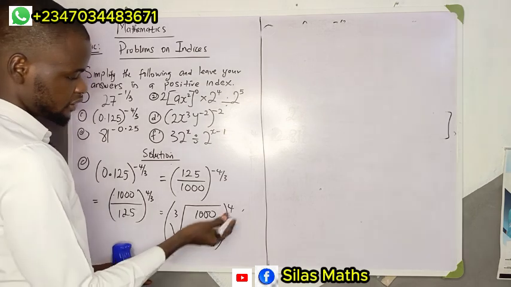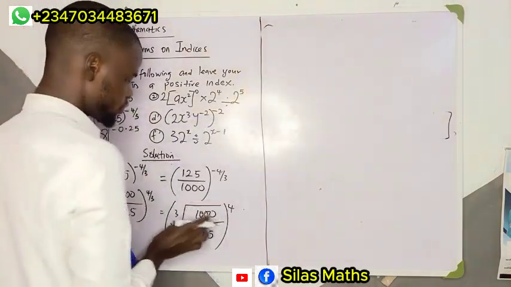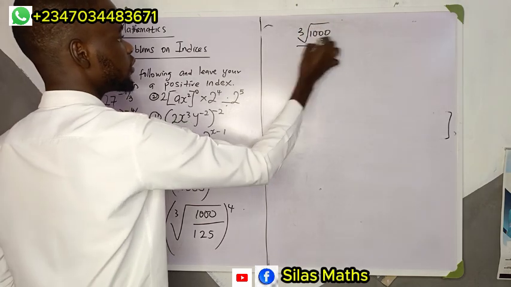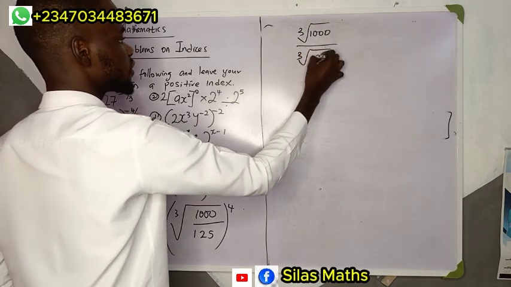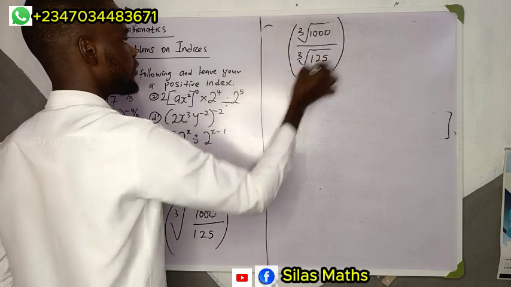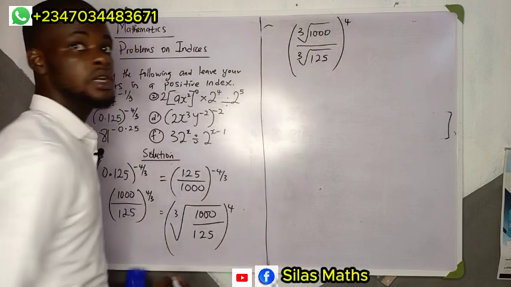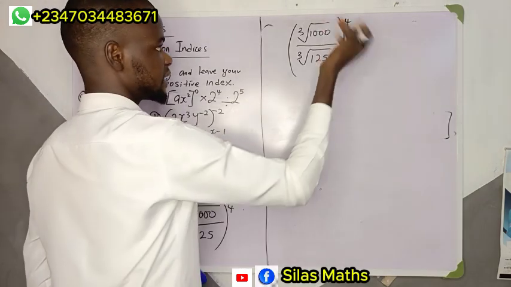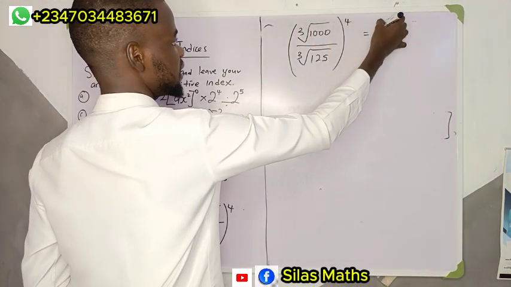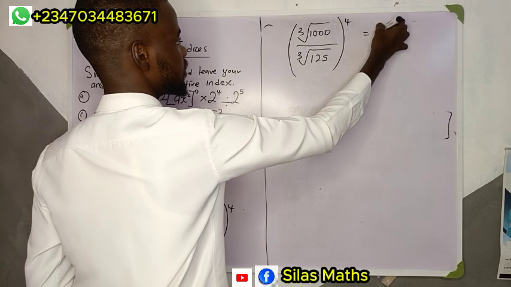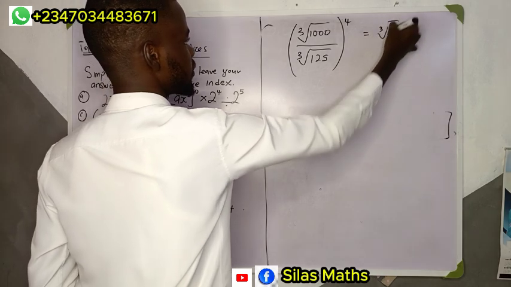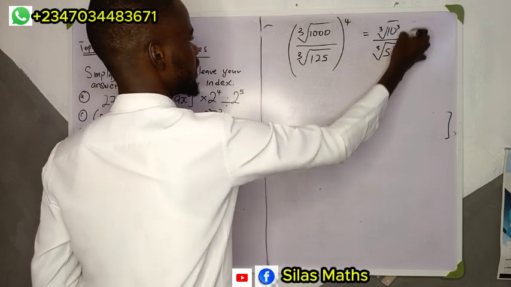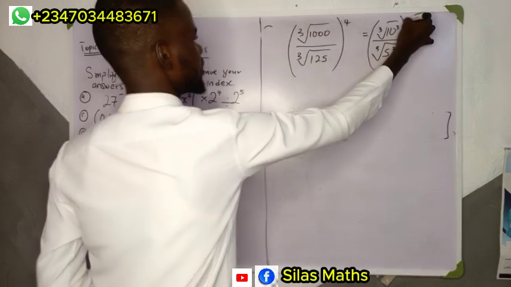So we are going to have the cube root of 1,000 all over the cube root of 125, all to the power of 4. So the cube root of 1,000 is 10, that is, 10 times 10 times 10. Or you say the cube root of 10 to the power of 4 over 3, all over the cube root of 5 to the power of 4 over 3. All right, so that will give us this.